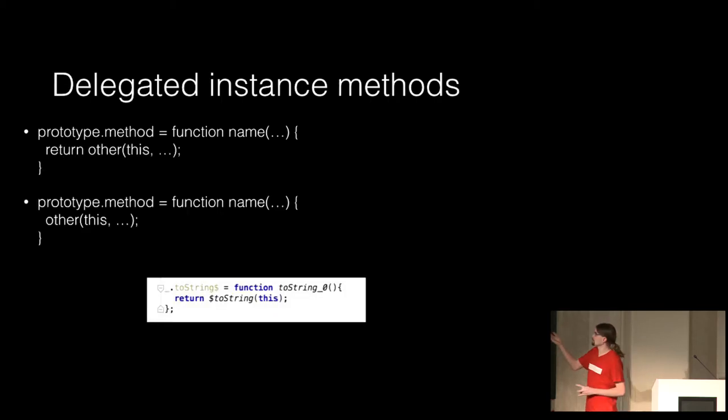So this is the other half here. This is two special forms of that instance method. We've got one where we go ahead and return some static method, and we've got one where we don't call return, but we just call some static method.